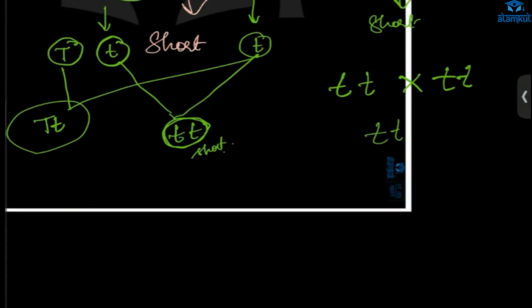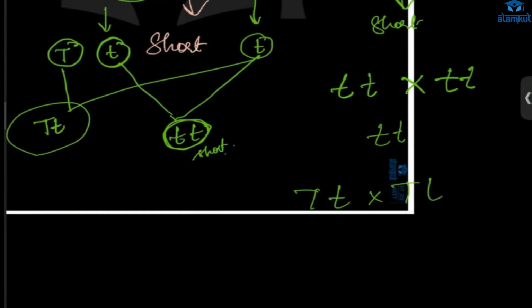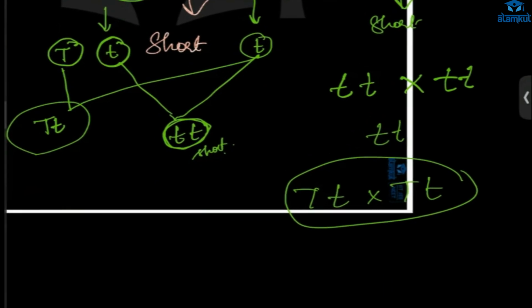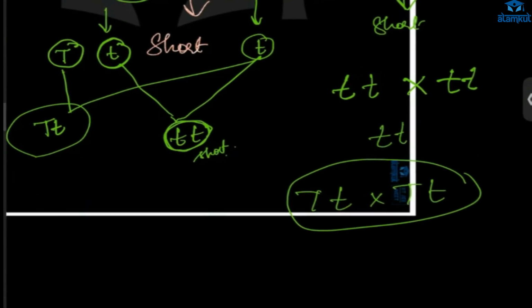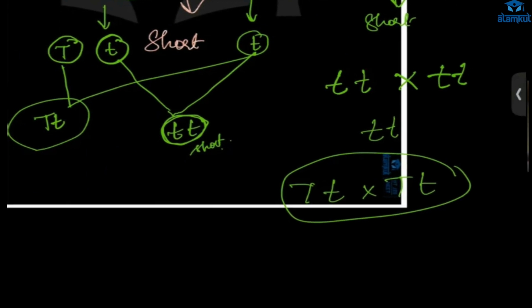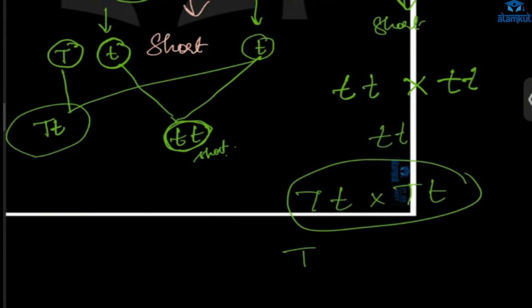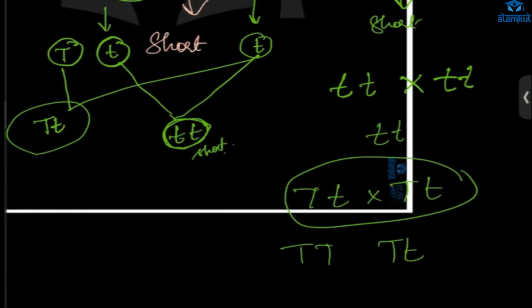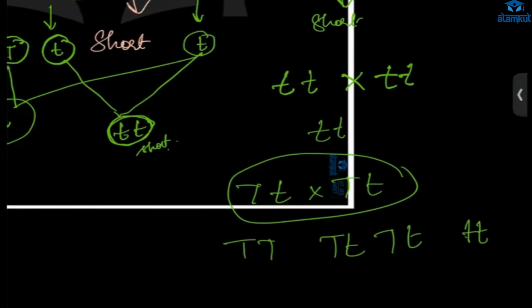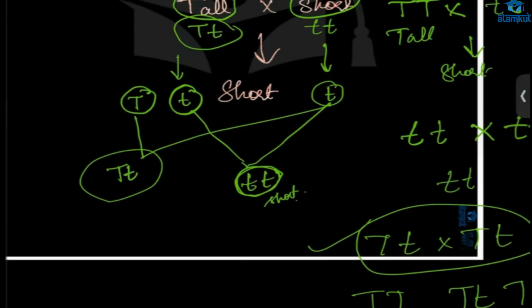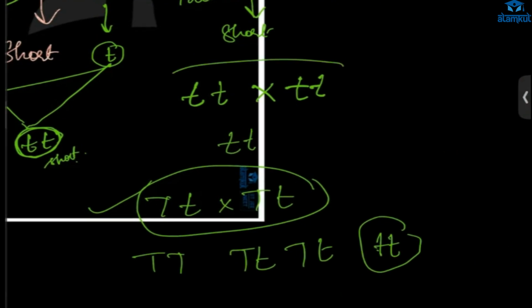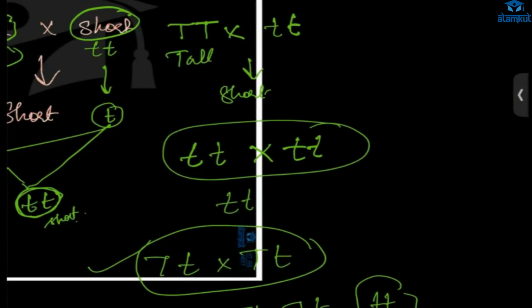And if you cross the second generation, what did you get? Capital T, capital T, capital T, small t, then capital T, small t, then small t, small t. Only in this condition will you get a short one. Otherwise, in all the other cases, you will get tall.